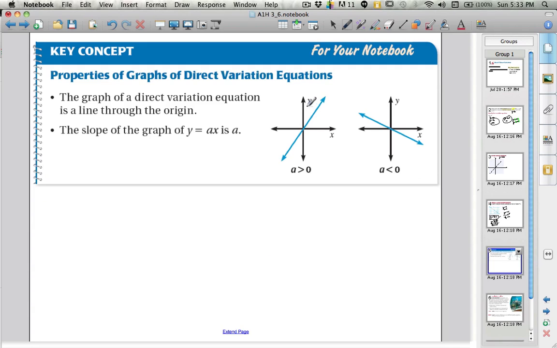What our direct variation models look like, you'll see they may have a positive slope, they may have a negative slope. In this case, this is a positive slope. In this case, this is a negative slope. But you'll notice that the y-intercept is always here at 0.